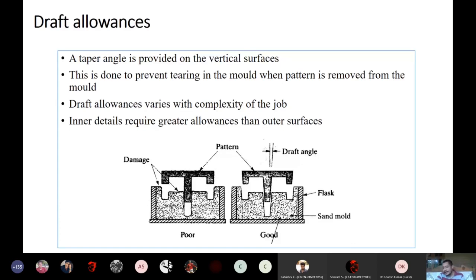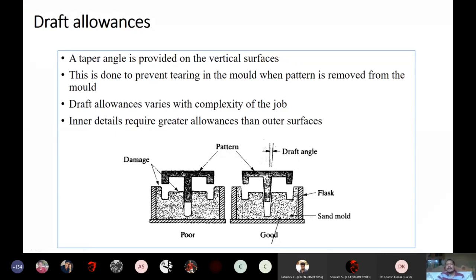Such an allowance provided on the sides of your pattern for its easy removal is called draft allowance. A taper angle is provided on the vertical surface. This is done to prevent tearing in the mold when the pattern is removed from the mold. Draft allowance varies with the complexity of jobs. Inner details require greater allowance than outer surfaces.